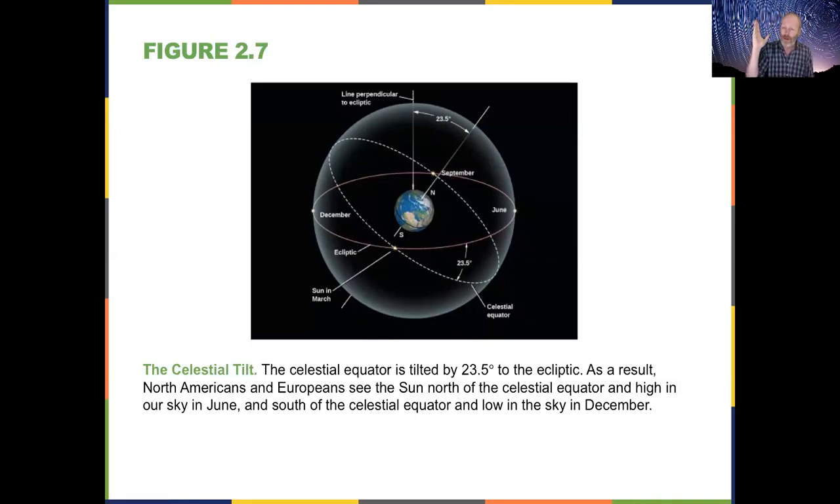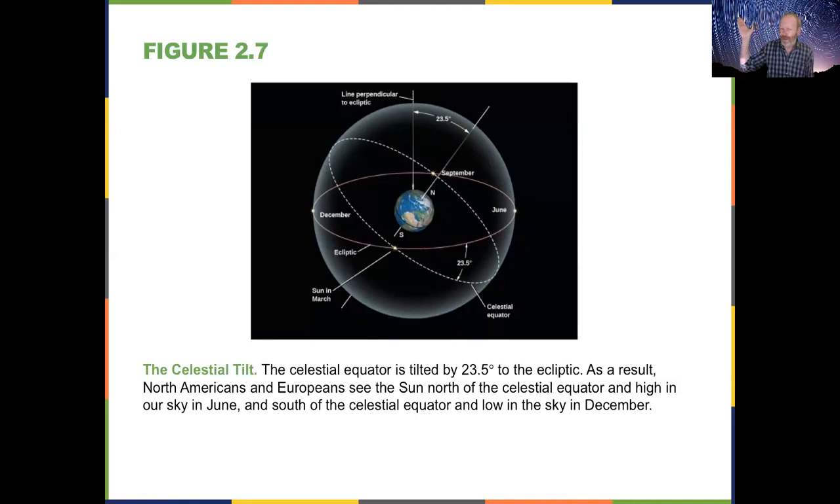Sometimes we're tilted at 21 degrees. Sometimes we're tilted at 25 degrees. Right now we're about halfway in between. That wobble isn't very quick either. We're not going to wake up tomorrow at 21 degrees and wake up 3 weeks from now at 25 degrees. That wobble takes thousands of years as well. But that can also impact climate change.